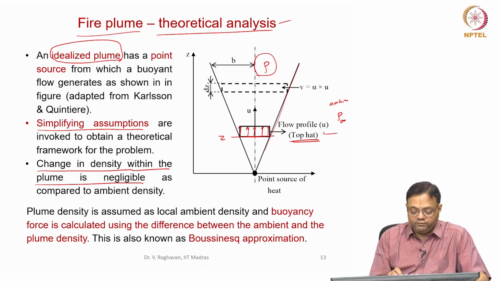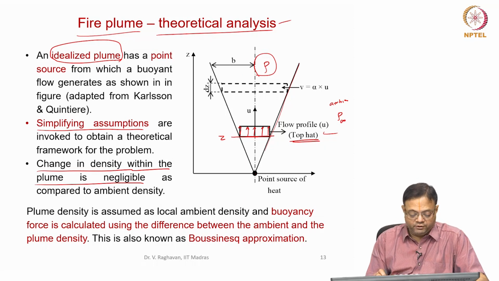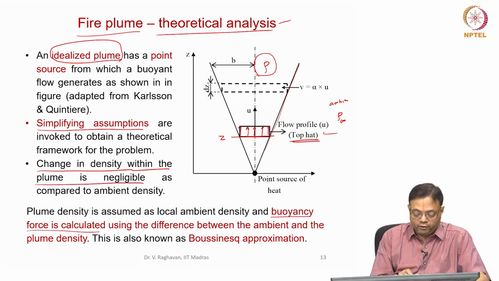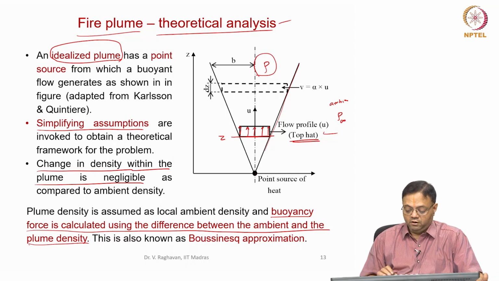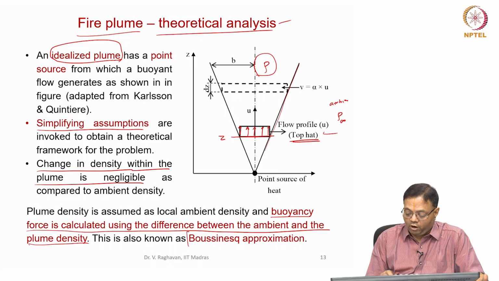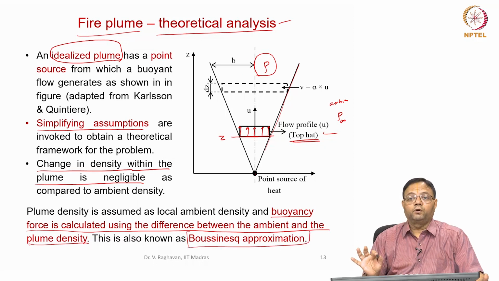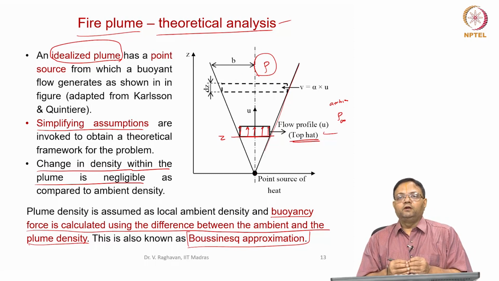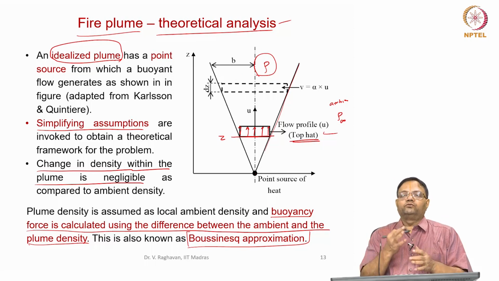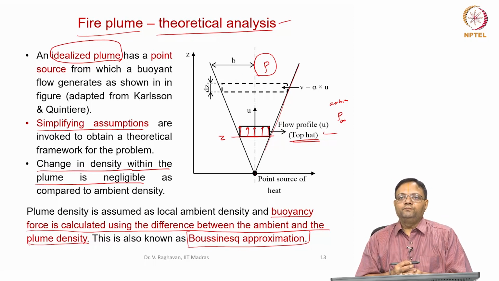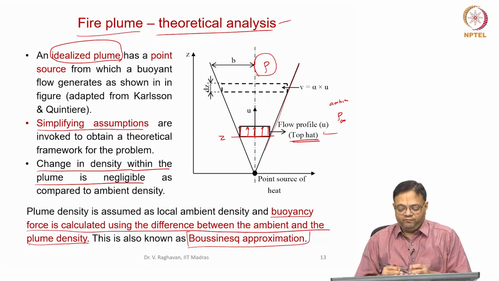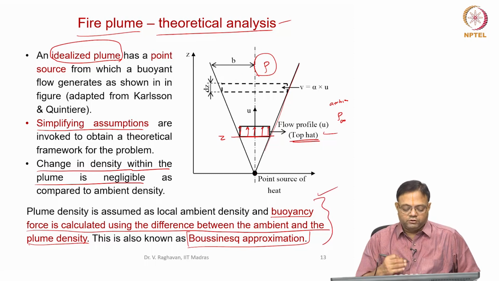Now, the plume density is assumed as the local ambient density. The buoyancy force is calculated using the difference between the ambient and the plume density. That's it. This approximation is called the Boussinesq approximation. Why can we invoke this? In the plume the temperature has reduced considerably, not like in the flame zone. So the temperature difference is also decaying. Based upon that fact, at least for the theoretical analysis, we invoke this particular assumption.